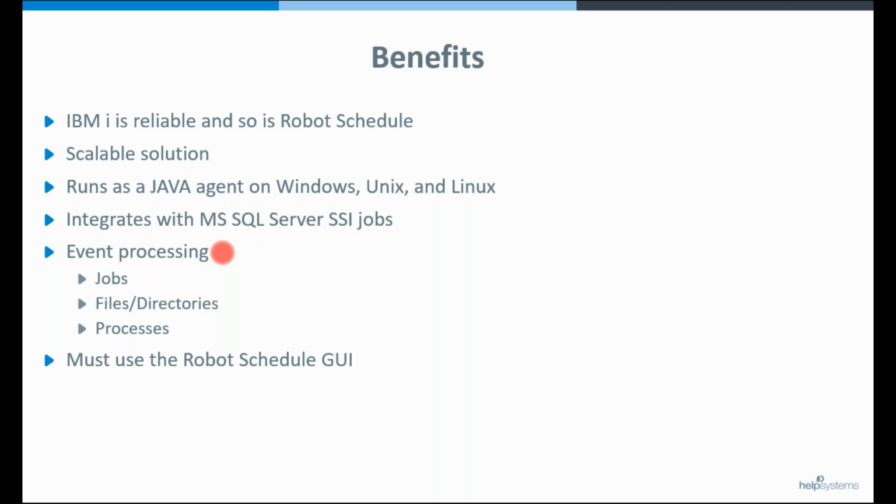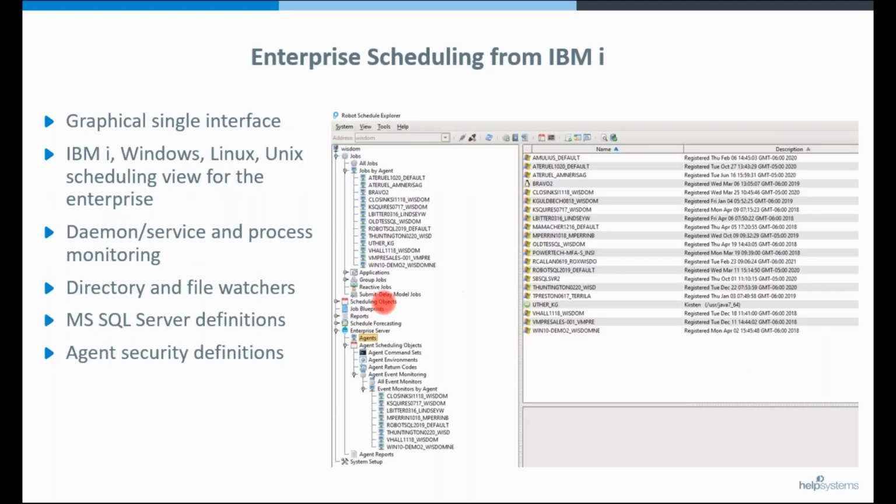Also, by enabling this technology, that also adds agent-based event processing. So we can react to scripts that are running out in the Windows world. We can do file dependencies, process dependencies. We could even, for instance, if a service was no longer available out on a Windows platform and your enterprise is dependent on that, we could detect that and we could restart the service. You do have to use the Robot Schedule graphical interface to enable this technology. That is required. We did not enhance the green screen for this technology.